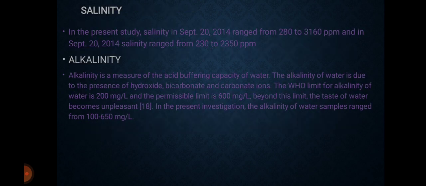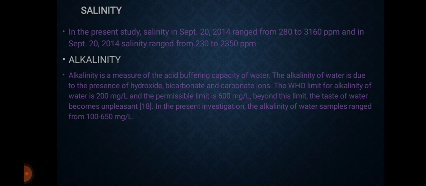Salinity. In the present study, salinity in September 2014 ranges from 280 to 3160 ppm, and in October 2014 salinity ranges from 230 to 2350 ppm. Alkalinity is the measure of acid buffering capacity of water. The alkalinity of water is due to the presence of hydroxide, bicarbonate and carbonate ions. The WHO limit for alkalinity of water is 200 mg per liter and the permissible limit is 600 mg per liter. Beyond this limit, the taste of water becomes unpleasant.